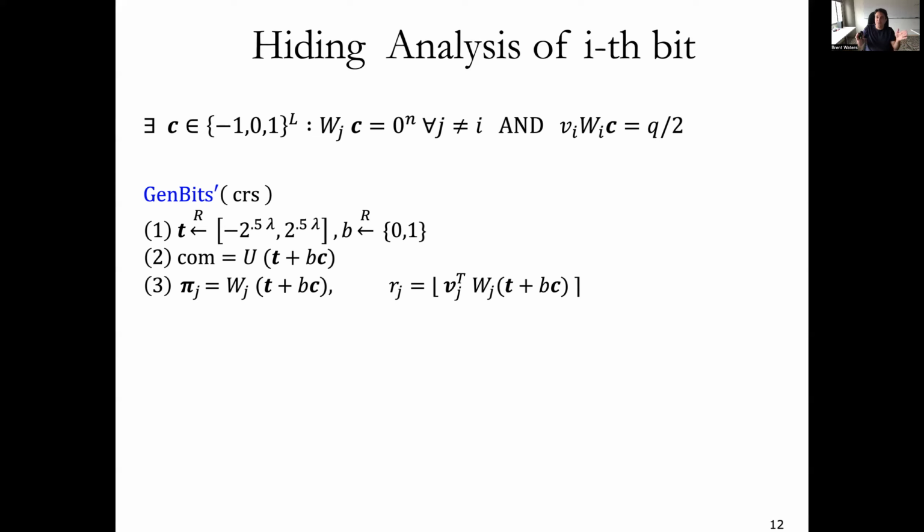Now, this distribution is very, very close to the original one, given that B is just a bit, C has entries in just -1, 0, and 1, and the fact that T came from a relatively much larger distribution. You should only have negligible chance of noticing this different distribution.